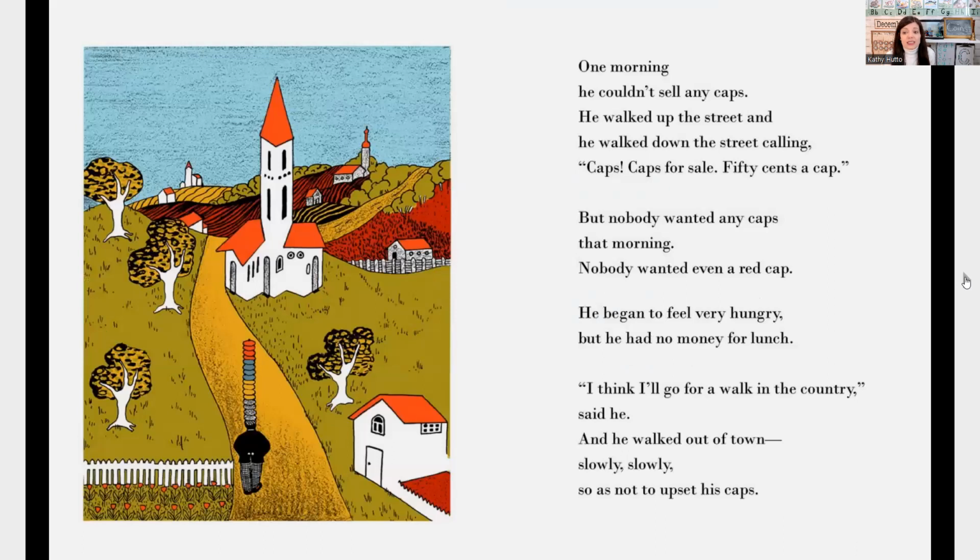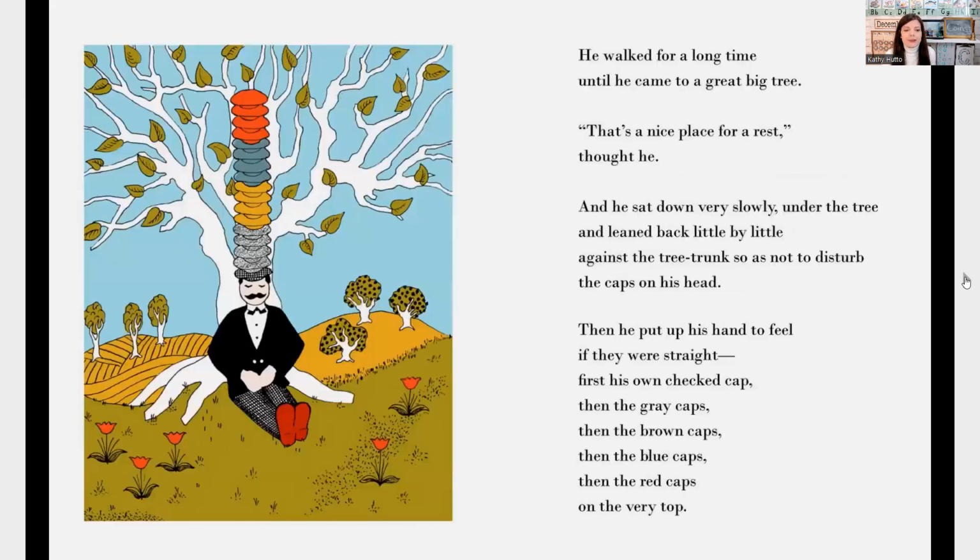One morning he couldn't sell any caps. He walked up the street and he walked down the street calling, "Caps, caps for sale, 50 cents a cap." But nobody wanted any caps that morning. Nobody wanted even a red cap. He began to feel very hungry, but he had no money for lunch. "I think I'll go for a walk in the country," he said, and he walked out of town, slowly, slowly, so as not to upset his caps.